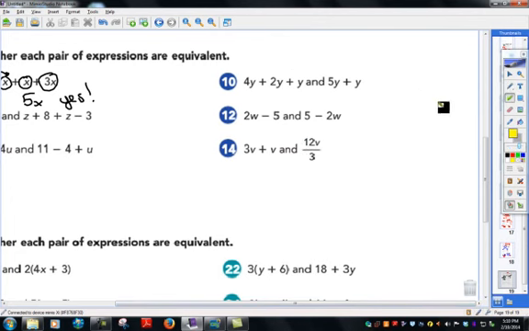Here, we've got to combine like terms. Those are all like terms because they're all y's. There's a like term, there's a like term, there's a like term, and then those two are like each other. So I have 4 yo-yos, I'm adding 2 yo-yos and 1 yo-yo. That means I have 7y. Over here I have 5 yo-yos and I'm adding 1, which gives me 6. Are those equivalent? Absolutely not.